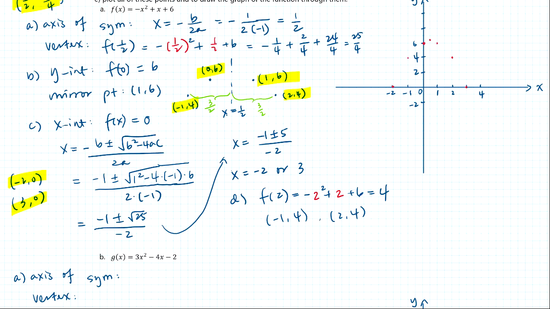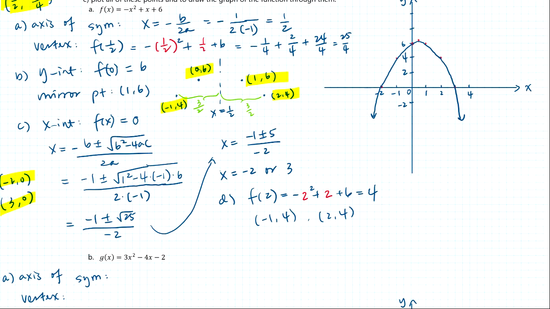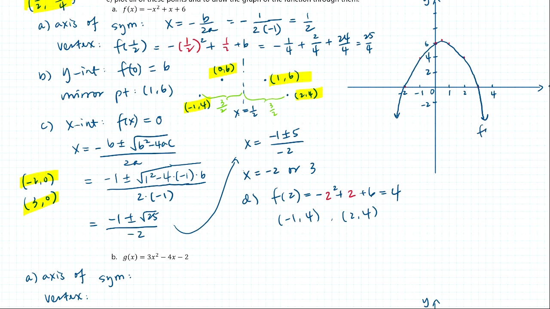Points all plotted, so I'm going to just connect them and get this somewhat smooth curve of a parabola that's opening downward, and that's my graph for f of x in this case. And that's how we graph part A. Whenever we're ready, we can move on to part B of graphing over here.